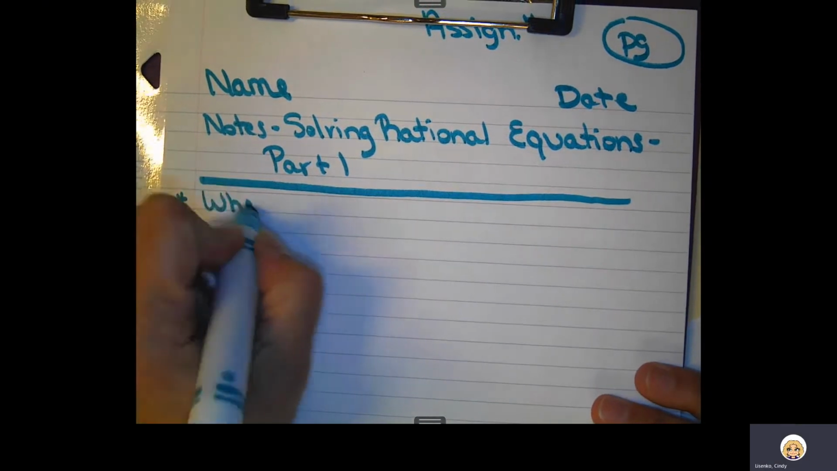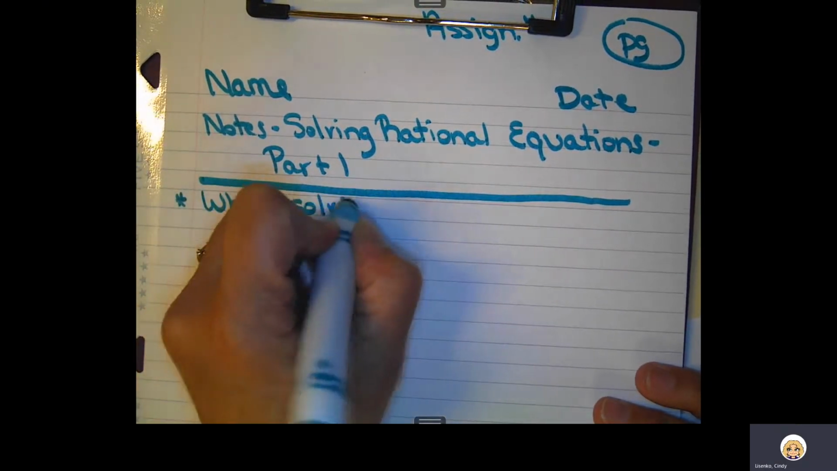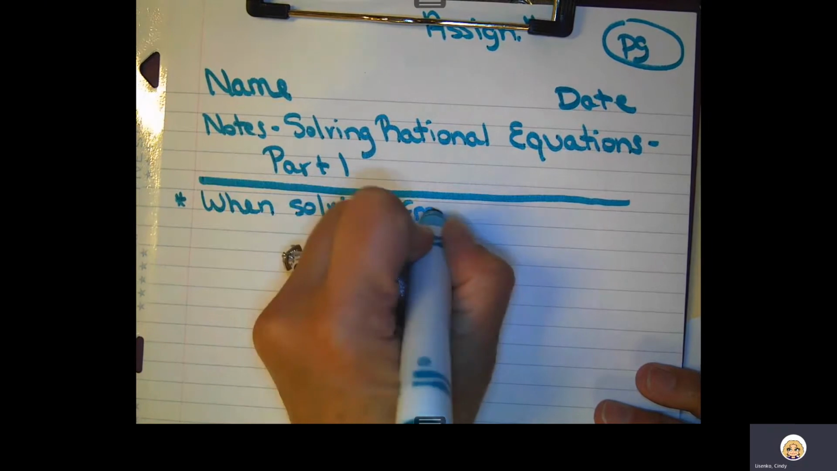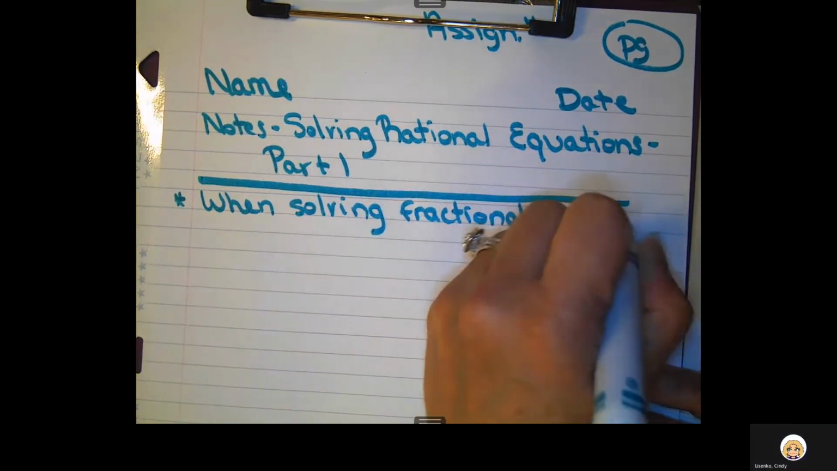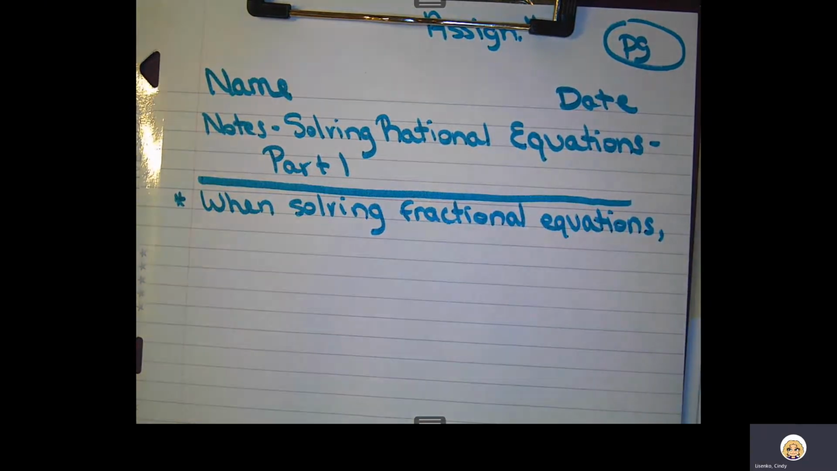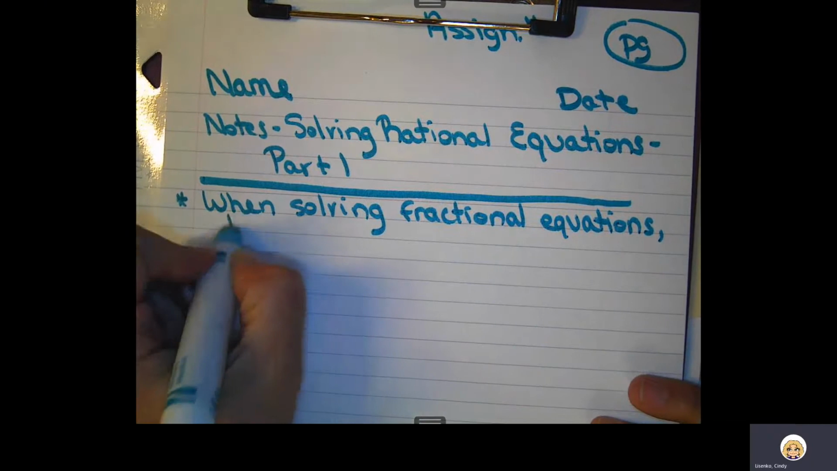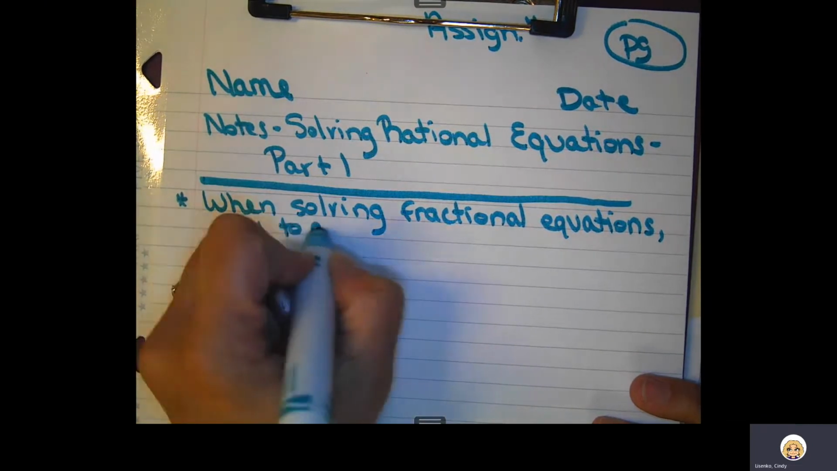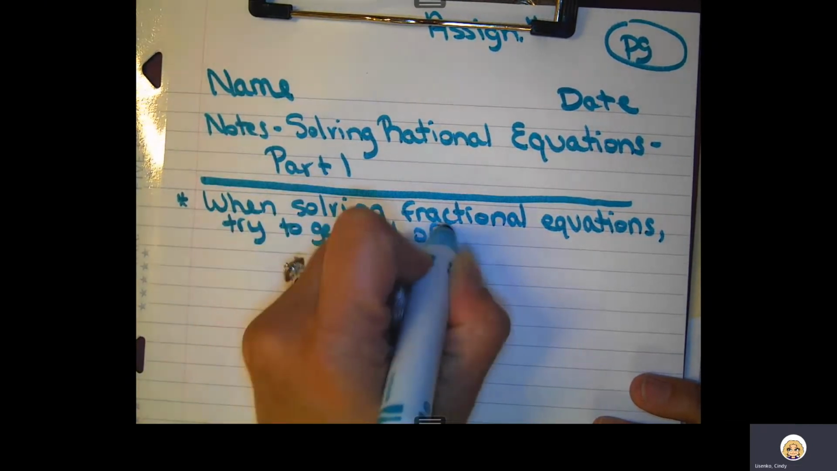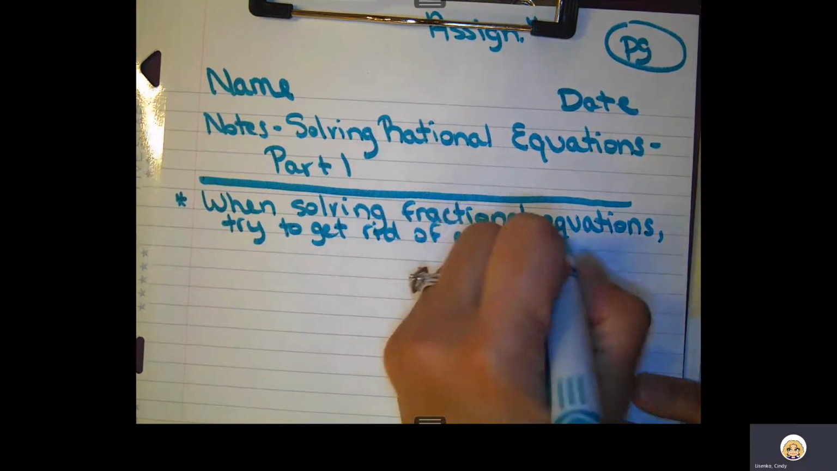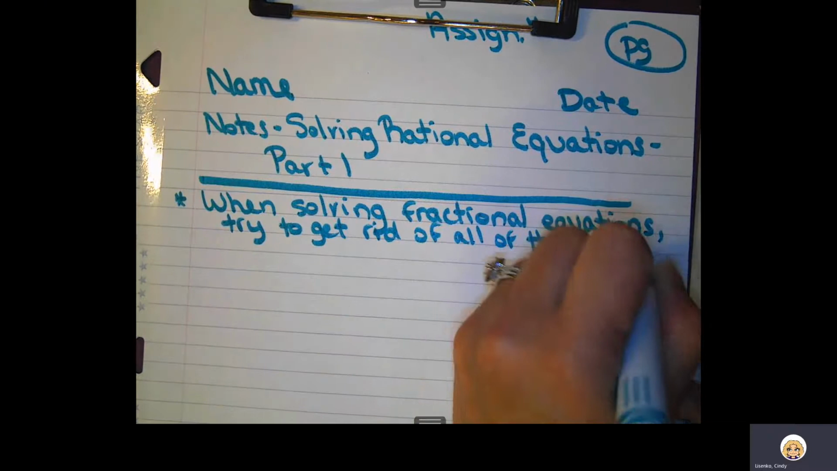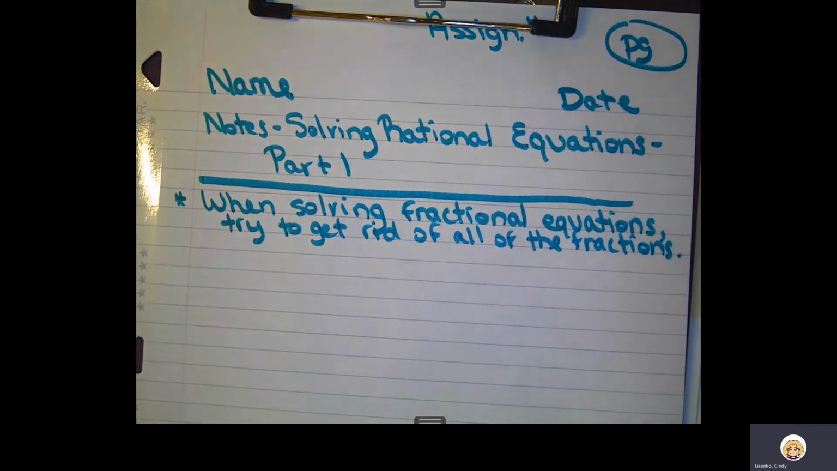So when solving fractional equations, and that's the same as rational. That's why I'm using this word here, so you know it's the same. Try to get rid of all of the fractions. Once you do that, it makes it much easier to solve an equation.